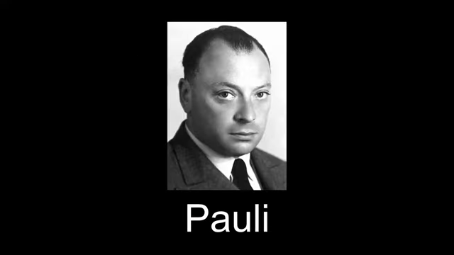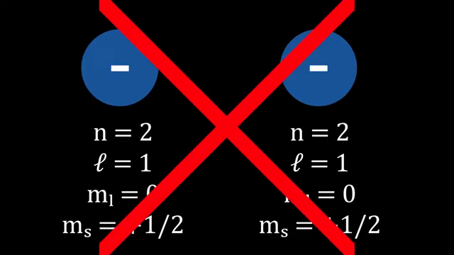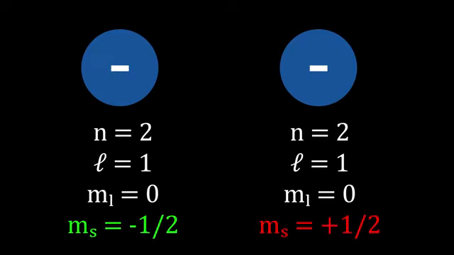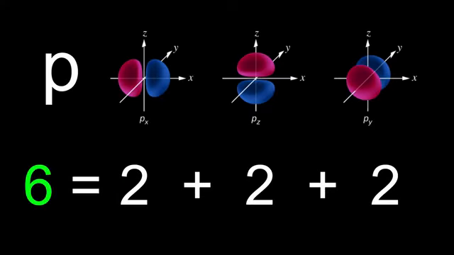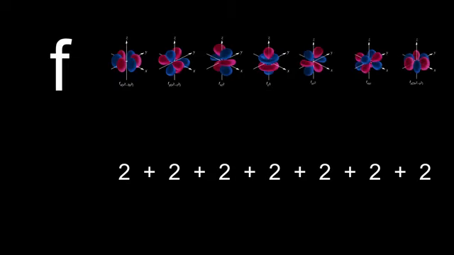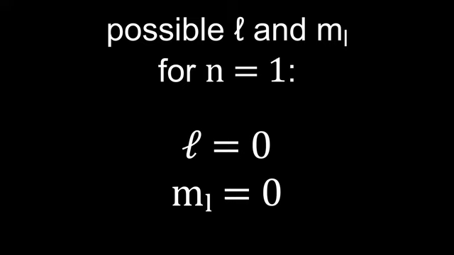Some guy named Pauli said 2 electrons can never have the exact same quantum numbers inside one atom. Since ms can only have 2 values, every orbital defined by n, l, and ml can hold a maximum of 2 electrons with opposite spin. Therefore, the s subshell can hold 2 electrons, the p subshell can hold 6, d can hold 10, and f can hold 14.